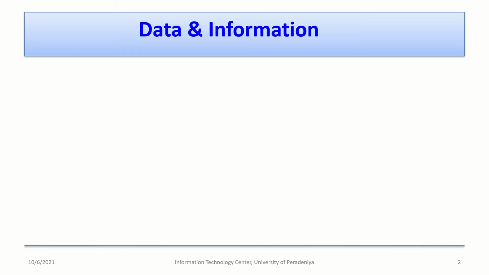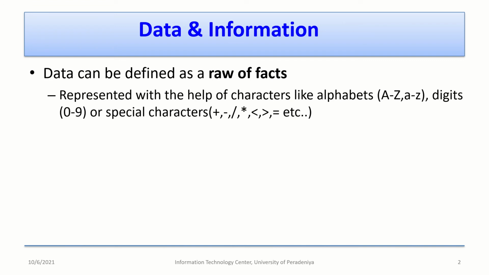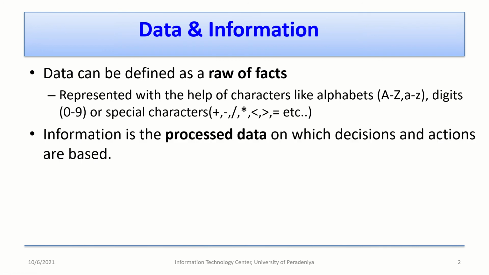The first topic is what is data, what is information, and what is the difference between data and information. Simply, data can be defined as raw facts. So we call data raw facts. Data can be represented using characters like alphabets, digits, say 0 to 9, or special characters. So what is information?